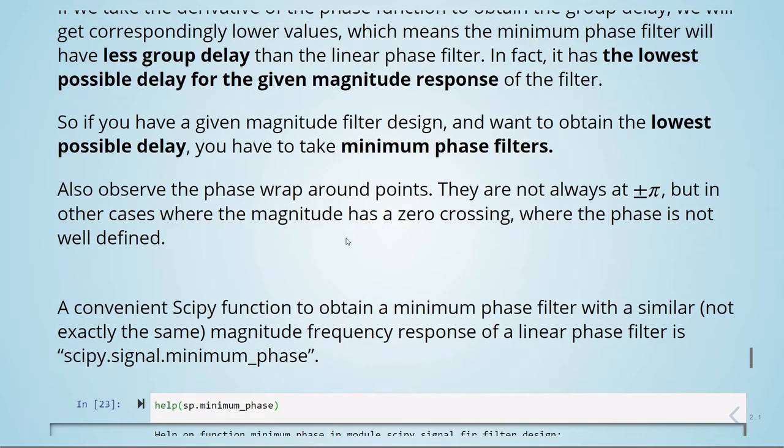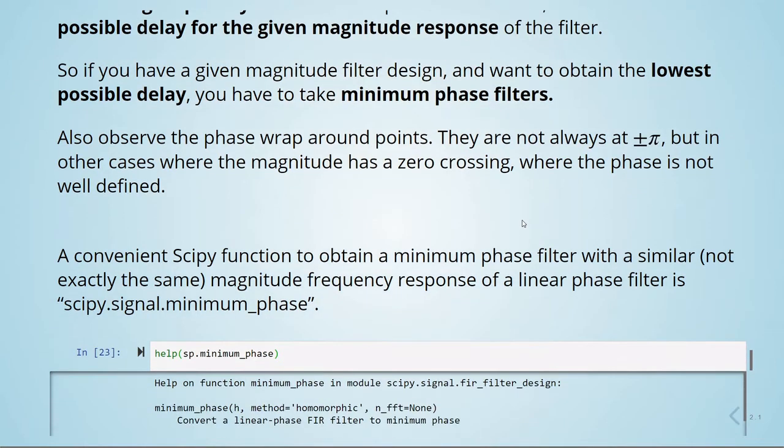Also observe the phase drop around points. They are not always at plus or minus pi, but in other cases where the magnitude has zero crossing, where the phase is not well defined.